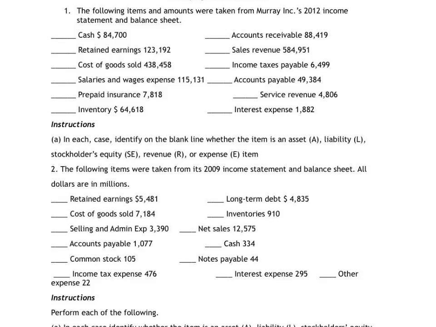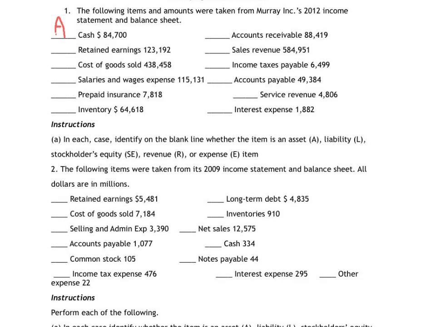Now, all business accounts fall into one of 5 categories. They're either asset accounts, liability accounts, equity accounts, revenue accounts, or expense accounts. Now, to begin with, take a look at the information from Murray, Inc. and classify each as either asset, liability, equity, revenue, or expenses. Well, the first one you see is cash. Well, cash is an asset.